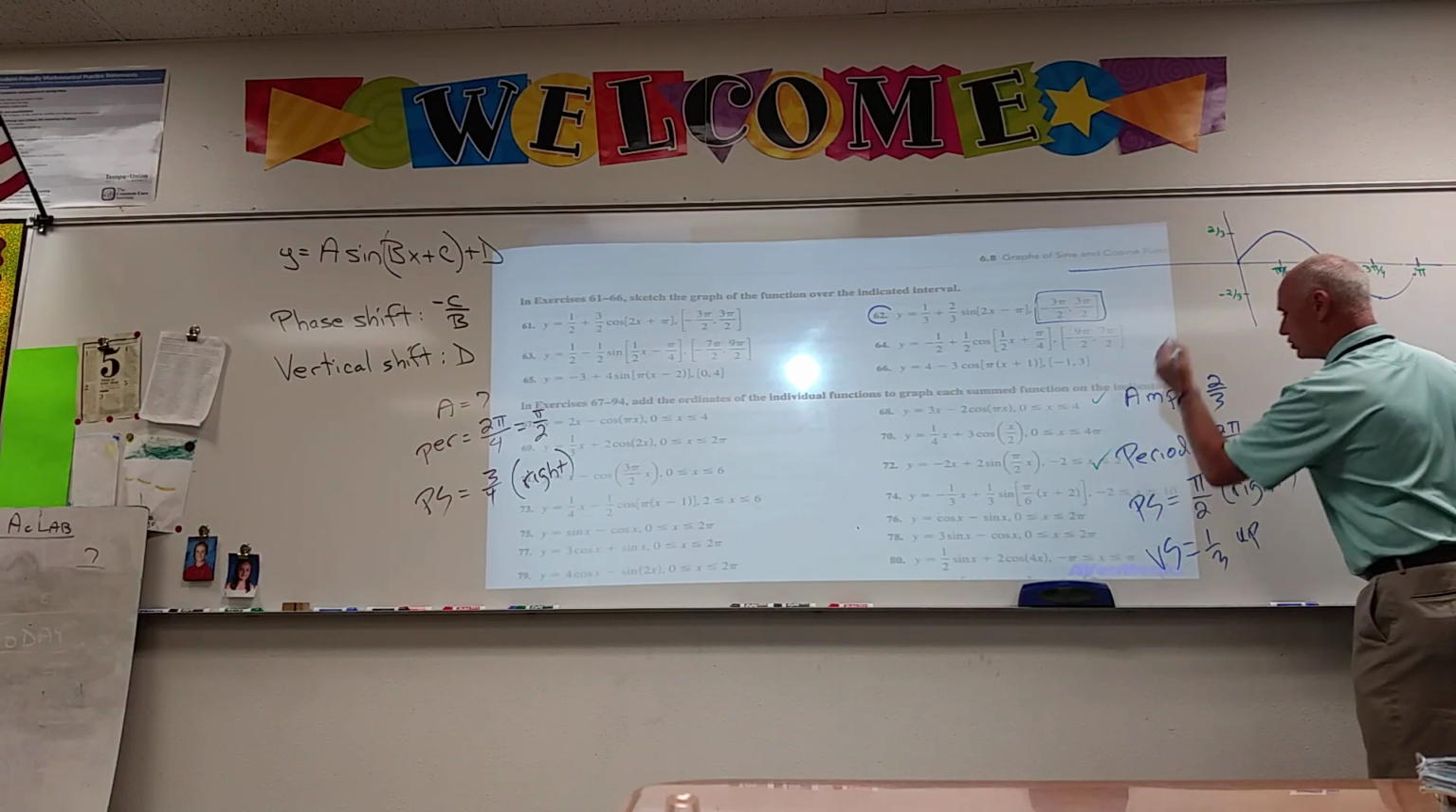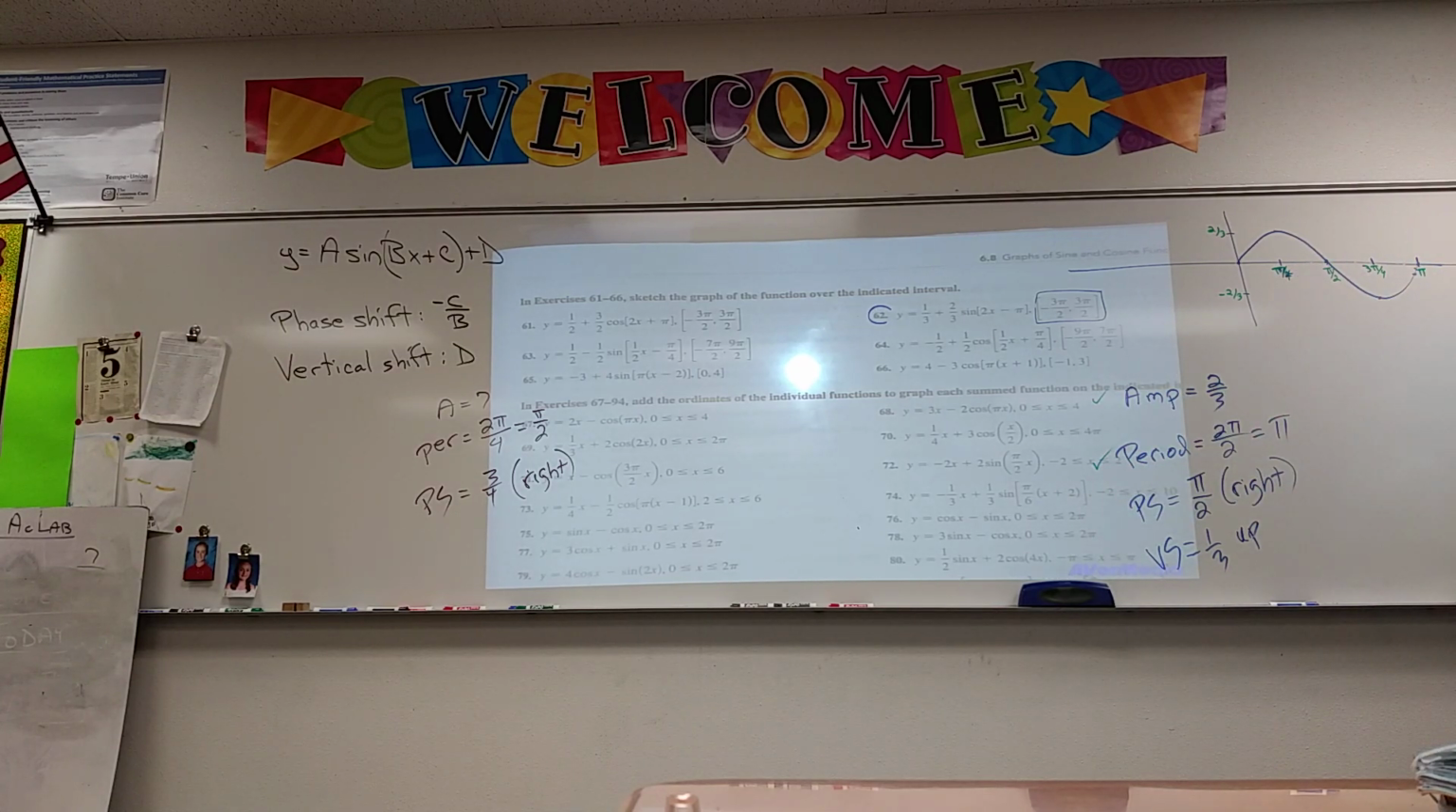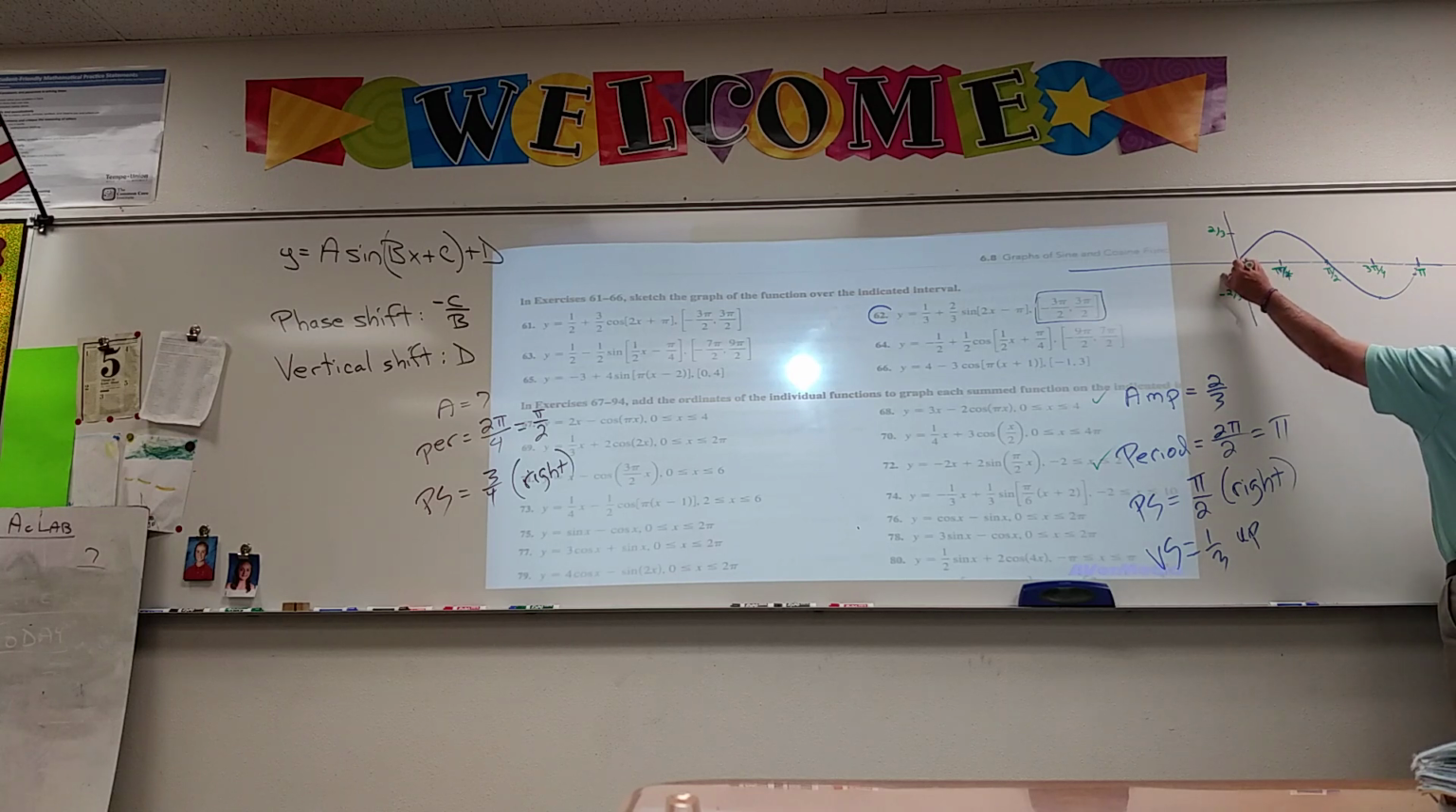Cool. We've taken care of period. Amplitude check, period check. Now let's talk about phase shift. What does phase shift mean? The whole graph. We're just going to take the whole graph and move it to the right by pi over 2. Now pi over 2 is basically 2 tick marks to the right. So we're going to take this original point, we're going to move it over to here. 2 tick marks over.